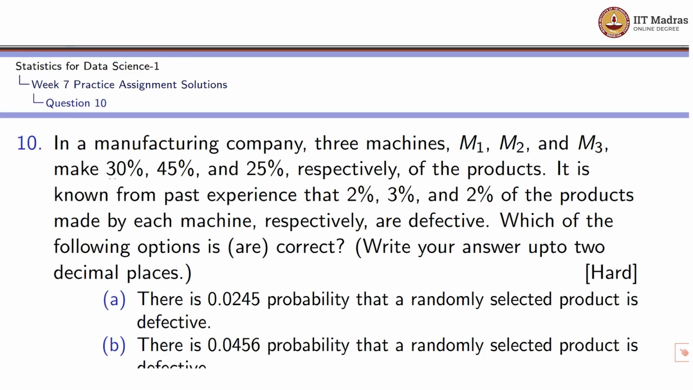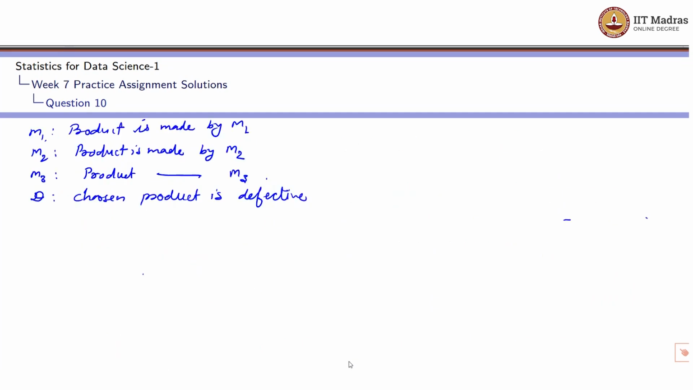In the question, it is saying that 30%, 45% and 25% of the product are made by machines M1, M2 and M3. That is, the probability that the product is made by M1 is given as 0.3. Probability that the product is made by M2 is given as 0.45. Probability that the product is made by machine M3 is given as 0.25.